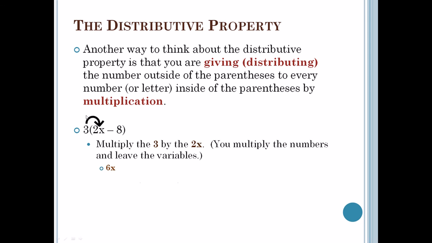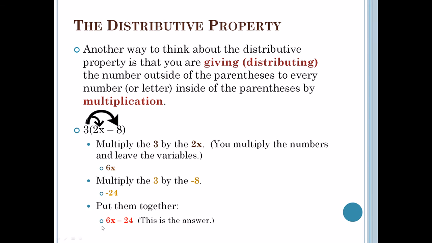Now I have to give the 3 to this negative 8, so notice the sign has to go with it. And 3 times negative 8, a negative times a positive is a negative 24. And just like when you combine like terms, the last step is you group them up. I've got a positive 6x, a negative 24, so that's 6x, take away 24, final answer. I really do like drawing the arrows, so if it helps you stay organized, draw the arrows. They're my fave.